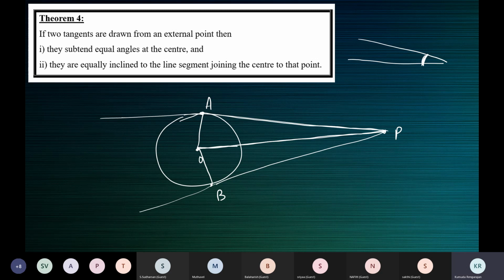AP is the tangent. This one is the inclination. This is the inclination of the tangent with the line joining the center and the external point. How much the tangent is inclined. This is regarded as the baseline. How much this tangent is inclined with respect to this baseline. This is the inclination.